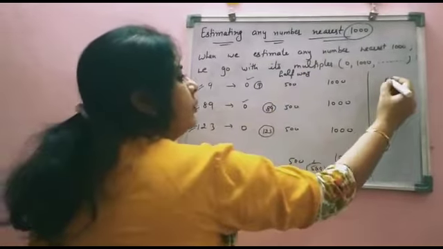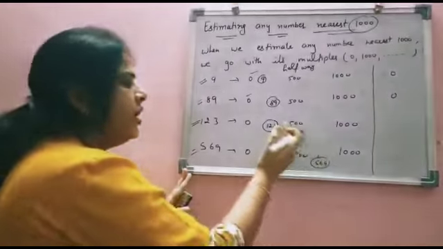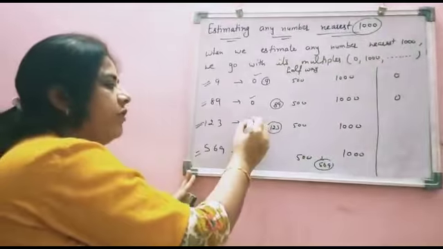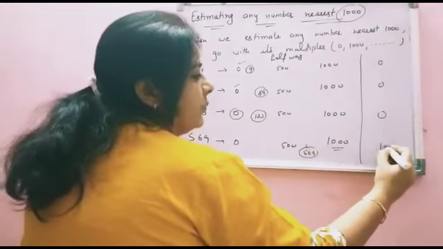But when a number is 3-digit, maybe it's less than halfway or more than halfway. If it's less than halfway, it will go with 0. And if it is more than halfway, it will go to 1000.